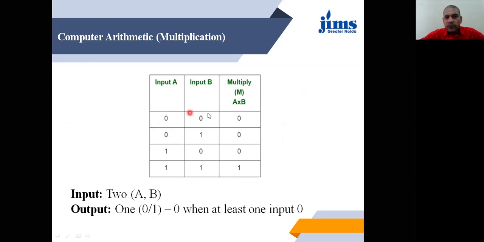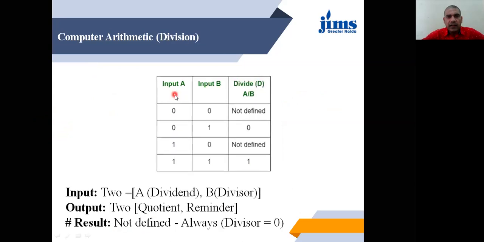And the value of output is 0 when any one input is 0. In case of division, there are four things. There are four things when we have to divide a number, as we know in the decimal also. Suppose I have to divide 5 by 3.